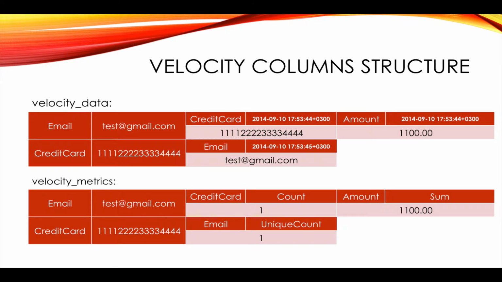Then, we calculate the metric value based on the particular configuration and store it in the velocity metrics table. It has the same partition key, with aggregation type instead of timestamp in the clustering key. The column value is the result of data aggregation.